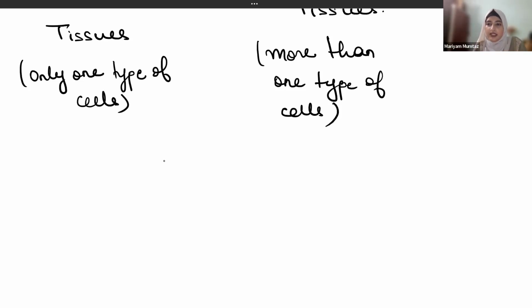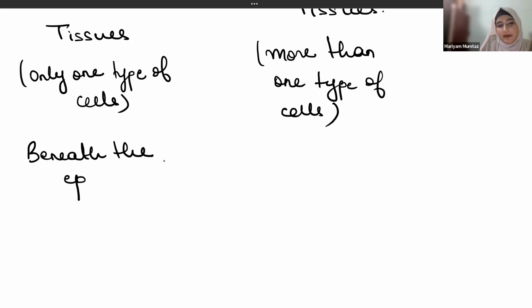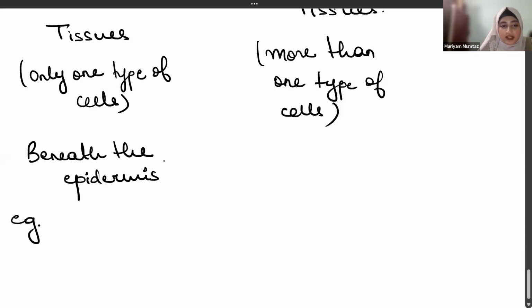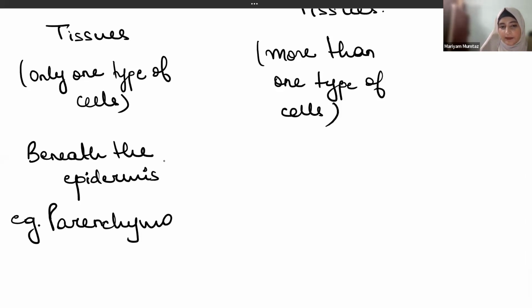Meaning where are they present? They are present beneath the epidermis, and the epidermis is the outermost layer of the plant. So beneath the epidermis there are many layers of cells, and those are generally the simple permanent type. And what is one example of simple permanent tissue? You can write parenchyma. Parenchyma is a simple permanent tissue. It is the most common example of the simple permanent tissue.